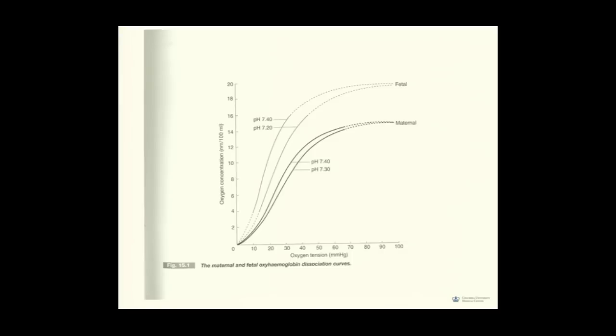In the hemoglobin dissociation curve that we learned, there's actually two y-axes. You might remember this, that the left y-axis is hemoglobin saturation and the right y-axis is actually oxygen concentration. So we have seen this before, but we haven't emphasized it before.